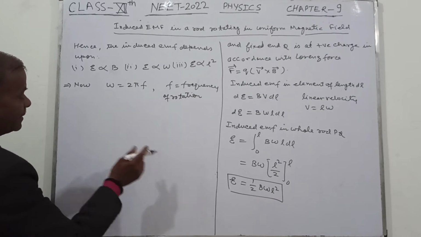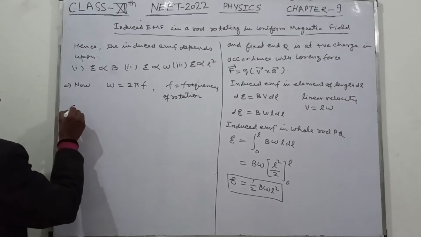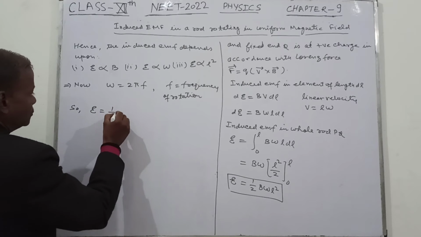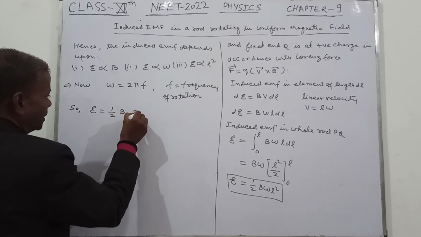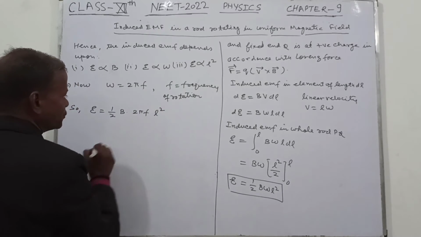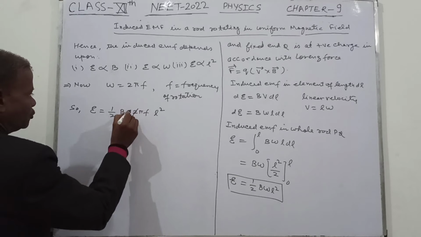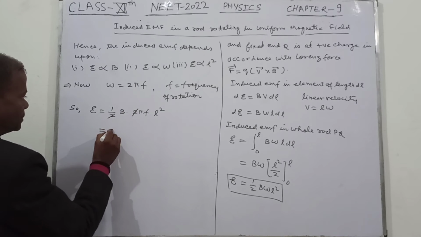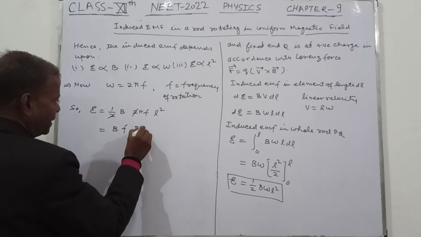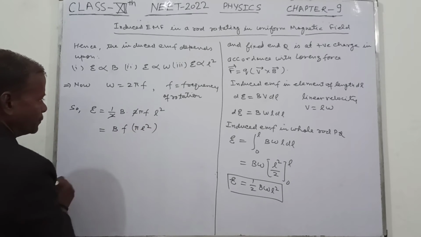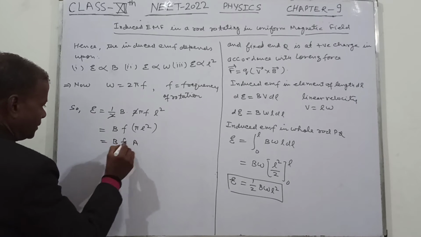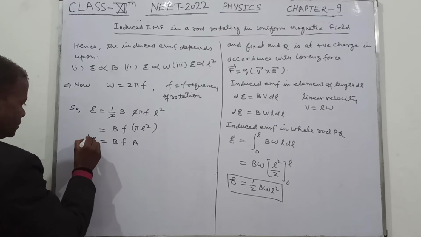So we can have this induced EMF. E is equal to 1 by 2 B omega L squared. Omega is now 2 pi f, so the 2 and 2 will cancel. So this is now B f, and this is now pi into L squared. So this is now B f A, which is equal to E.